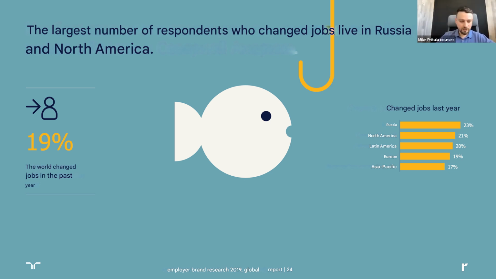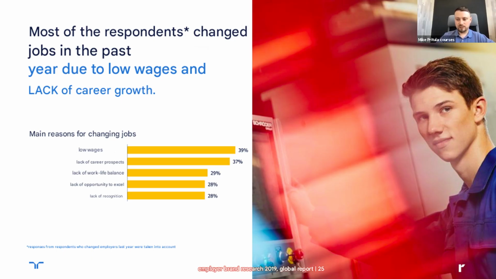If you're looking for something to compare yourself to, however, there are differences across regions. The most active region, where people change jobs the most, is Russia at 23%. That is 4% higher than the average. Then we have North America, Latin America, Europe, and the Asia-Pacific region, 17%. This is in fact what we can compare ourselves to. But this is general. Next.